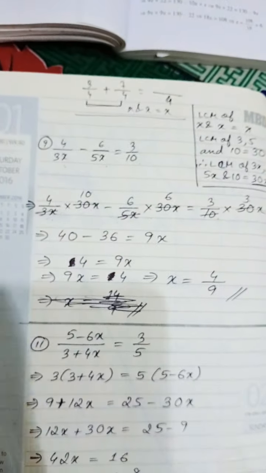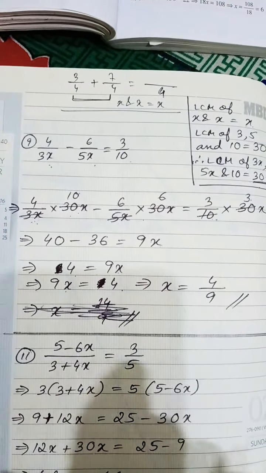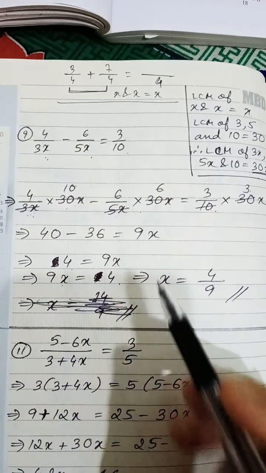The complete equation can be reversed. 9x can be written this side, 4 will come this side. No sign will be changed because you have altered the entire equation. When you shift only one or two numbers, then the sign changes. But if you alter the entire equation, it doesn't change.